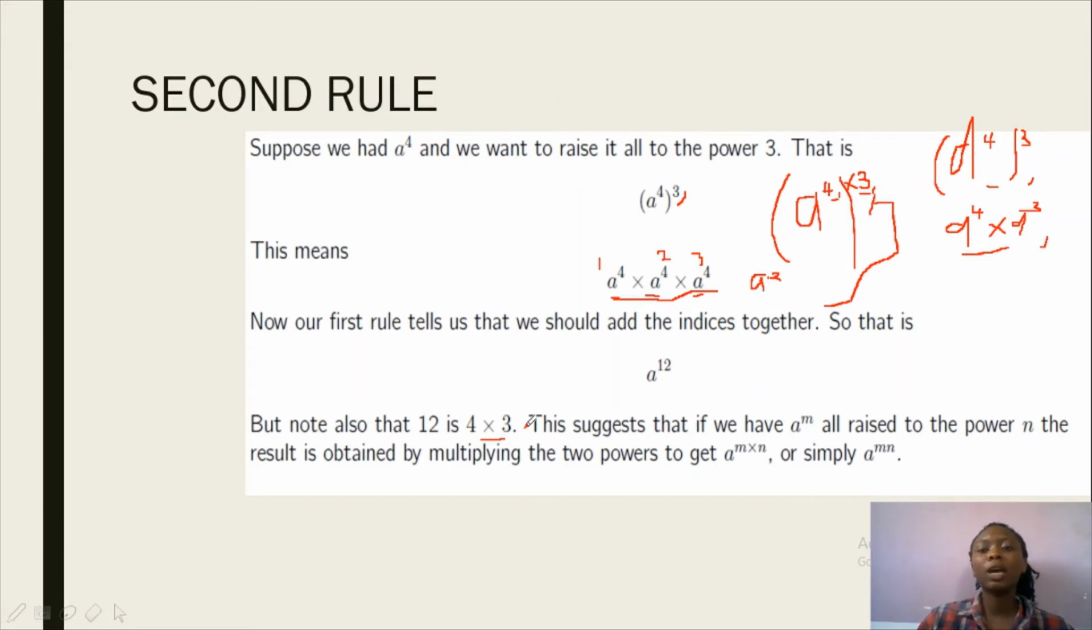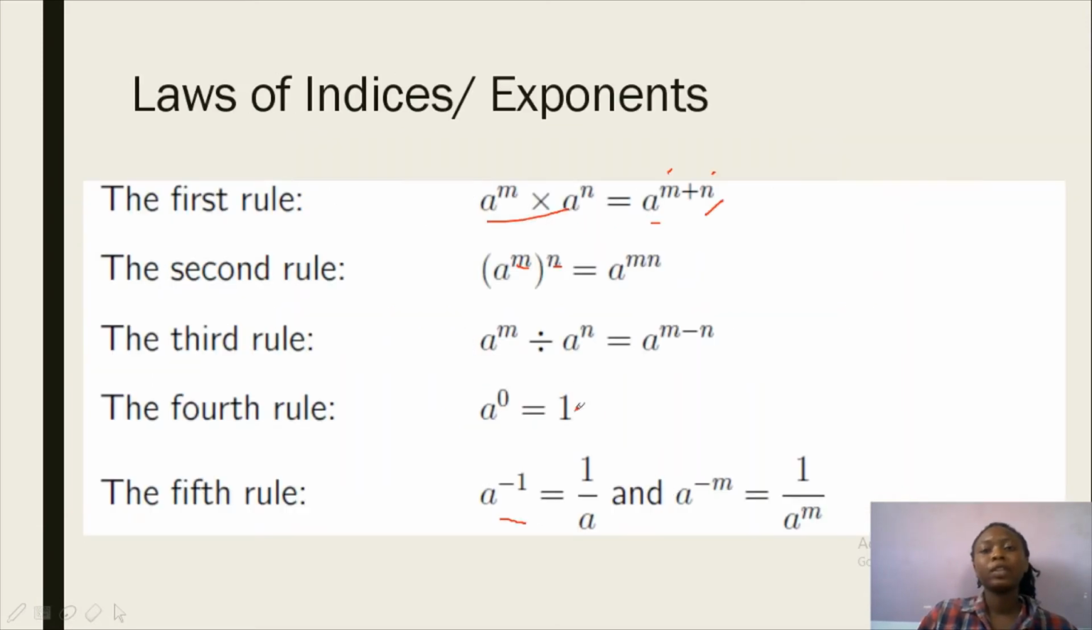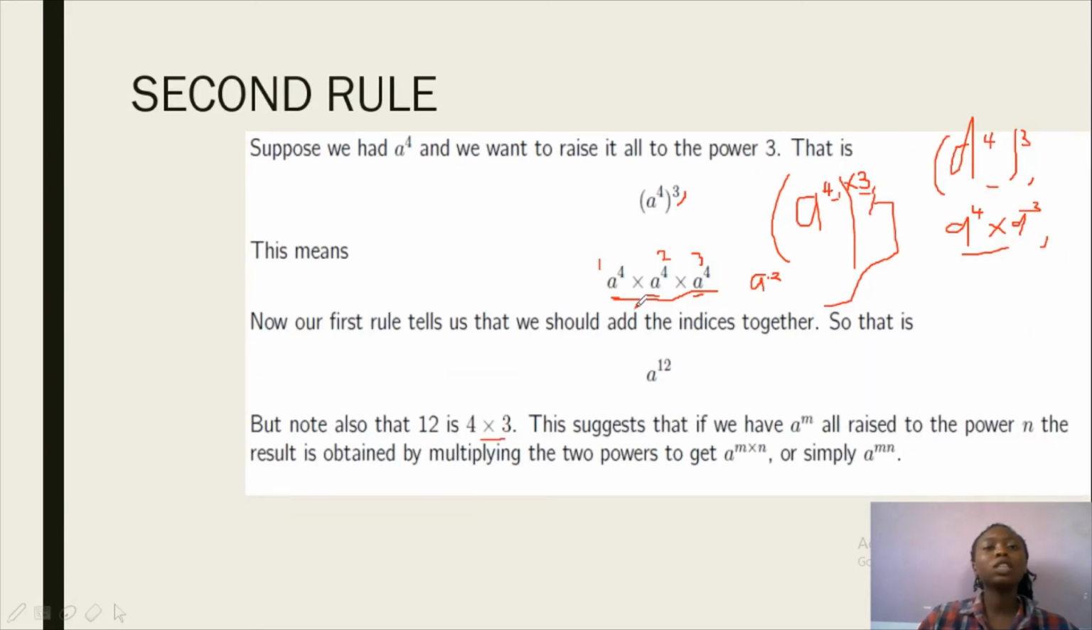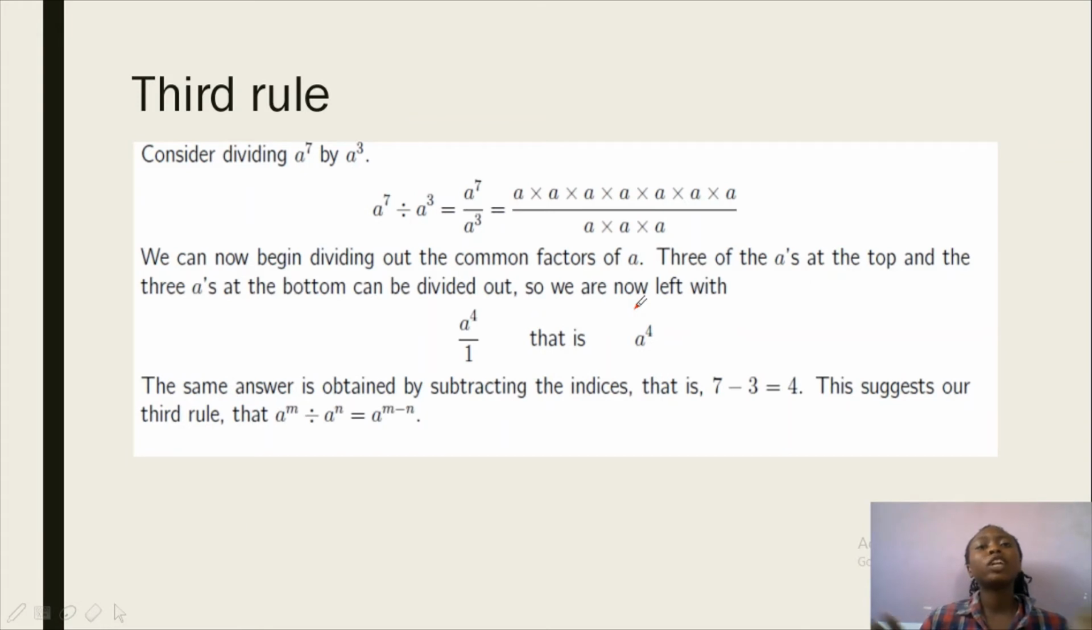So this is a simpler way of solving it. In simple terms, if we have A raised to the power m, all raised to the power n, this will give us A raised to the power mn, because m times n will give us mn. So that's why we have this on the screen. Okay, so let's see the third rule. The third rule is the opposite of the first rule. The first rule says if we are multiplying, we add, but if we are dividing, we subtract.